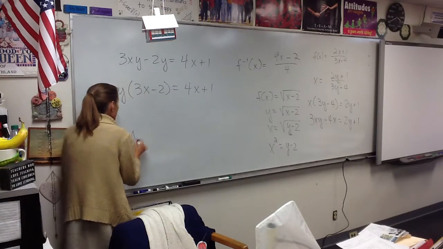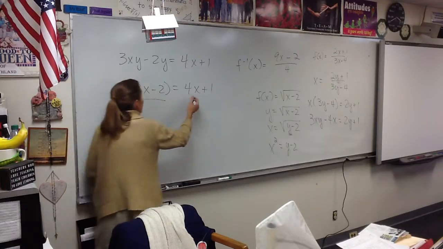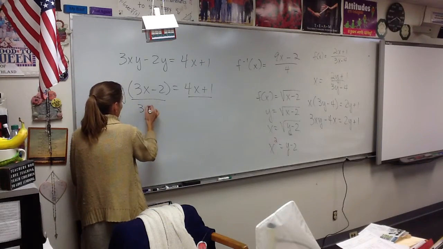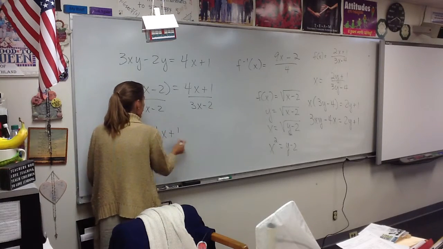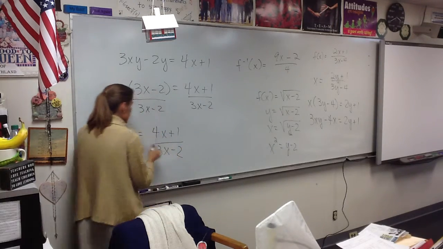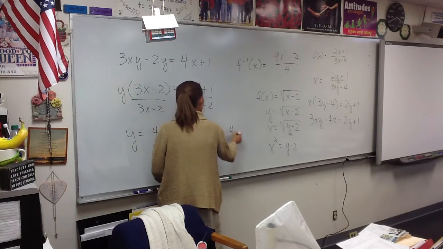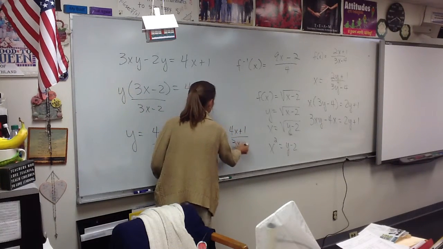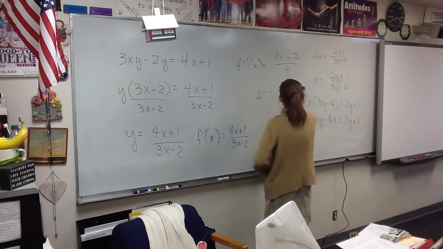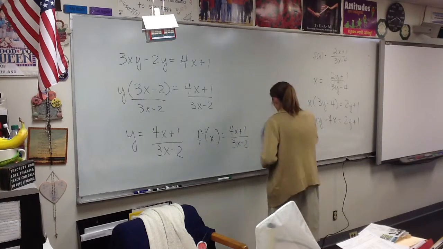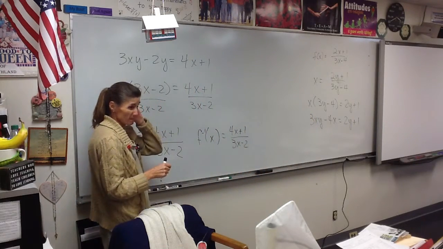Now my goal is to have y by itself, so I'll divide by that. And your answer, kids, is right here. This is your answer. Your inverse is 4x plus 1 over 3x minus 2. Now there's another one there. We're going to do it here in a second. Let's review these steps.